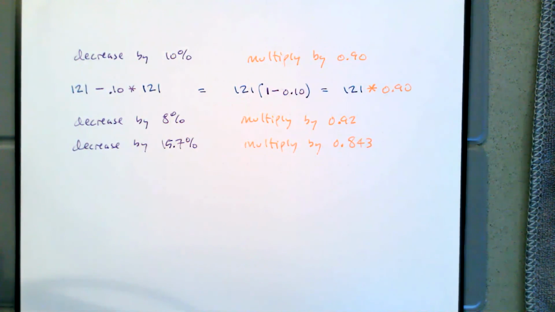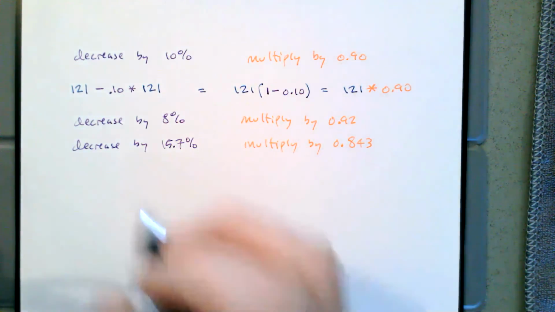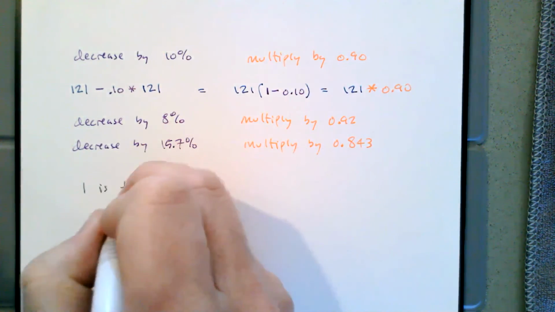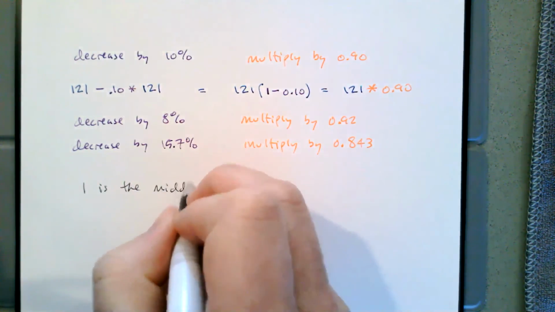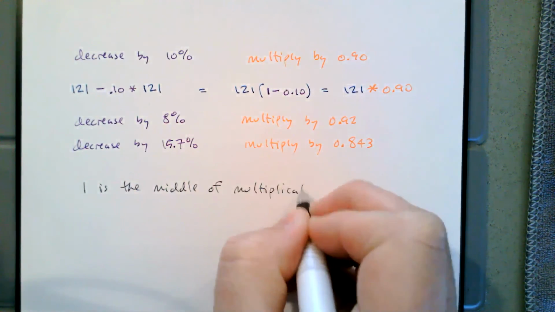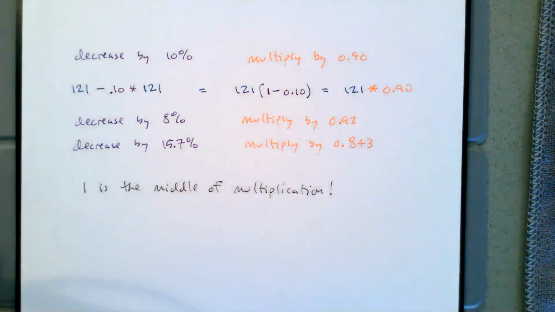The reason for this is that multiplying by 1 doesn't do anything. Multiplying by more than 1 will create an increase. Multiplying by less than 1, but more than 0, will cause things to decrease. So the big idea is that 1 is the middle of multiplication. Multiplying by 1 does nothing.